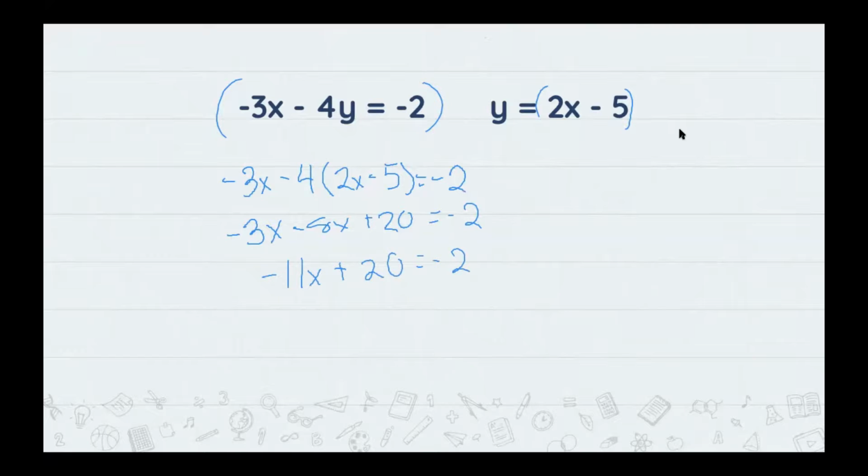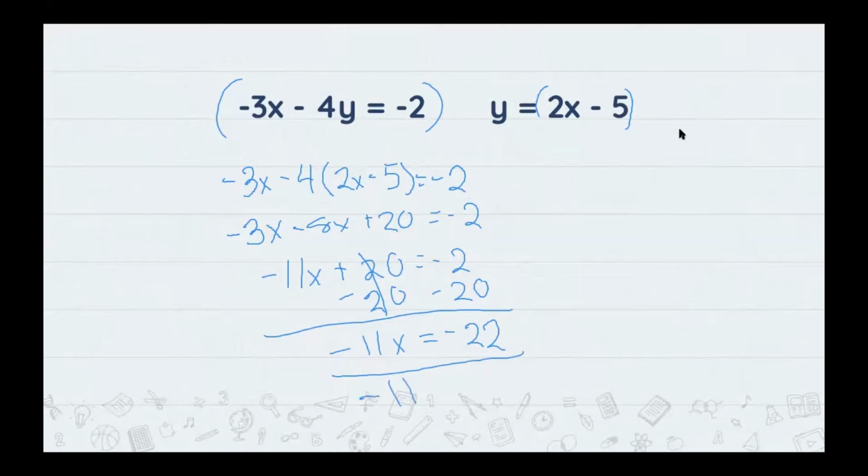Now what do we do? Correct. We subtract 20 to get rid of this 20. Bring everything down. And this will now equal negative 22. Now what's the next step? Is it just 11? Remember, there's a sign. Okay, just divide by negative 11 on both sides, and x will equal 2.